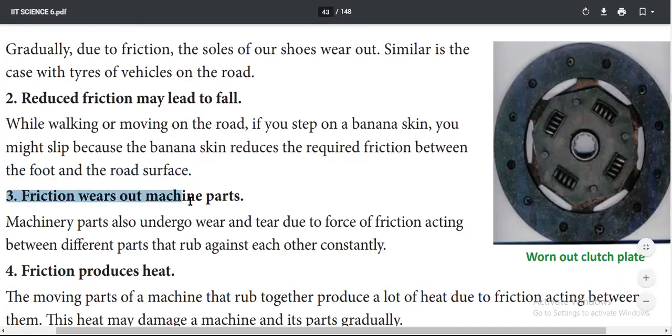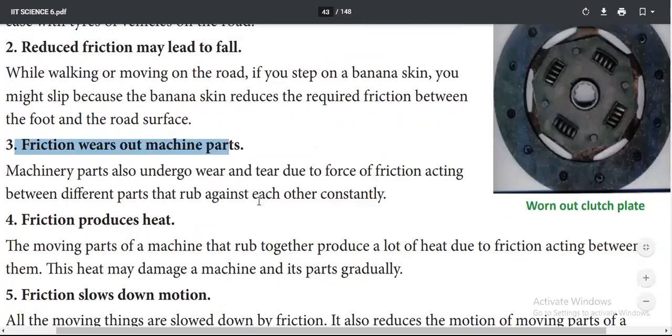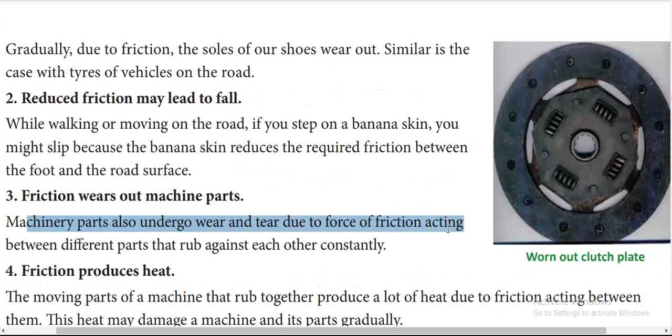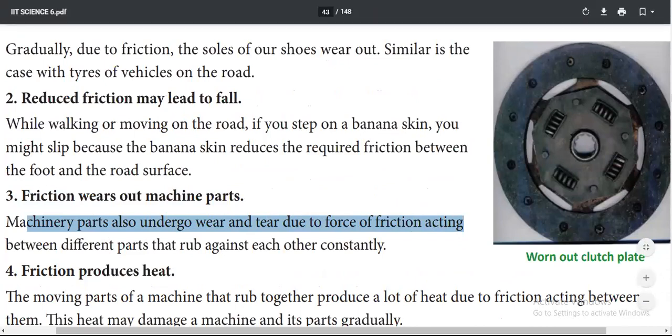Okay. Third example, friction wears out machine parts. So in our machinery, we see different machine parts in our motors, in our bike, cycle, and other machinery. Machinery parts also undergo wear and tear due to the force of friction. When the parts of the machine are moving continuously, they rub against each other constantly. So because of friction, these machine parts get damaged. Okay, it is also an example of undesirable effects.